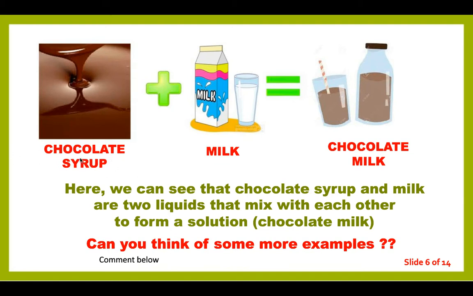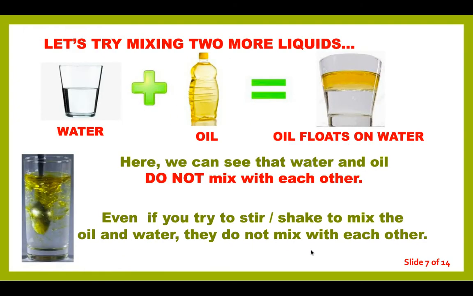Okay, so let me remember. Yes, chocolate syrup plus milk we use to make chocolate milk. Here we can see that chocolate syrup and milk are two different liquids that mix with each other to form a solution, chocolate milk. Can you think of some more examples? Of course, you can, like vinyl and water, which we use to mop our floor. Please comment below if you have more in your mind.